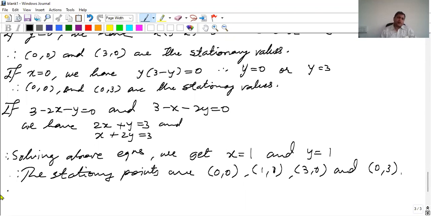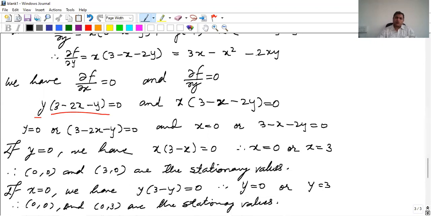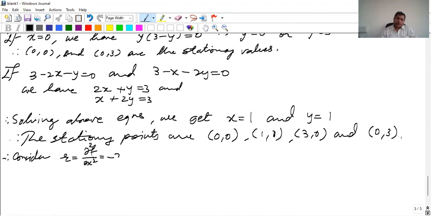Yes. Okay. And now, what we have to do is, we have to consider the second order derivatives. So, consider R is equal to ∂²f/∂x². We have the function here. We want to find the derivative of this function with respect to x. So, what will be the derivative with respect to x? Is it minus 2y? Yes, sir, minus 2y. Correct. We are finding the derivative with respect to x. So, this is going to be minus 2y.